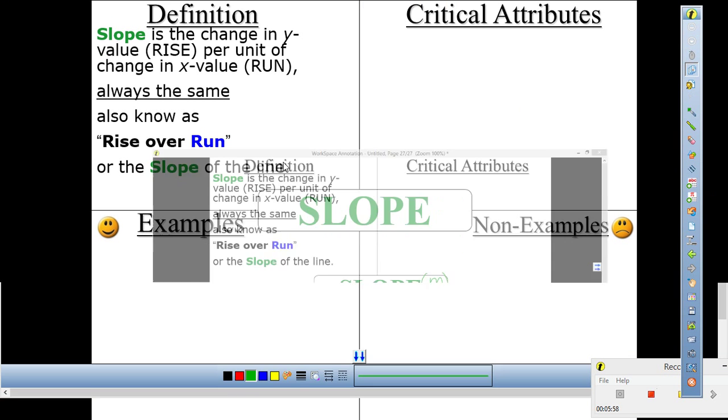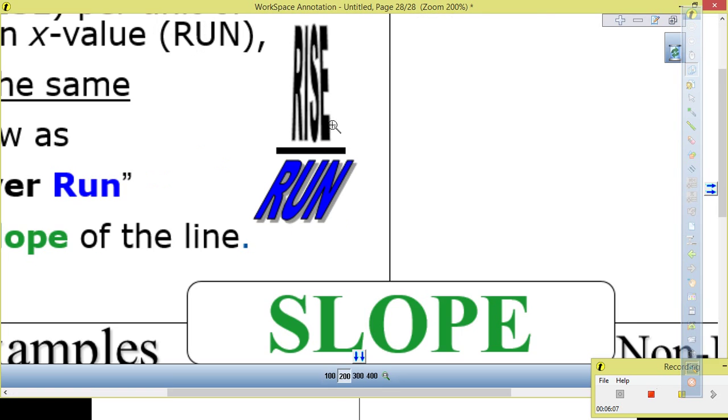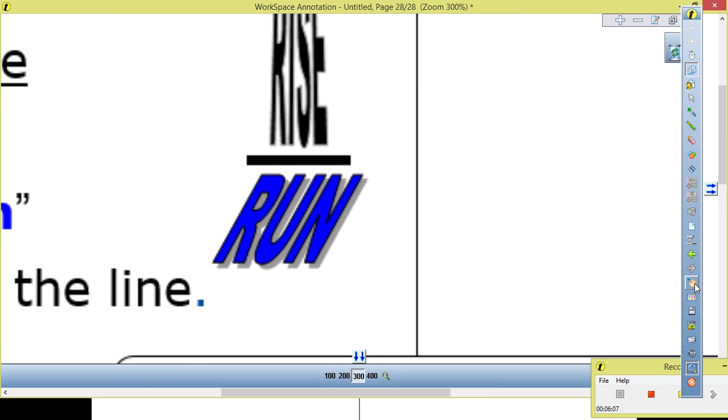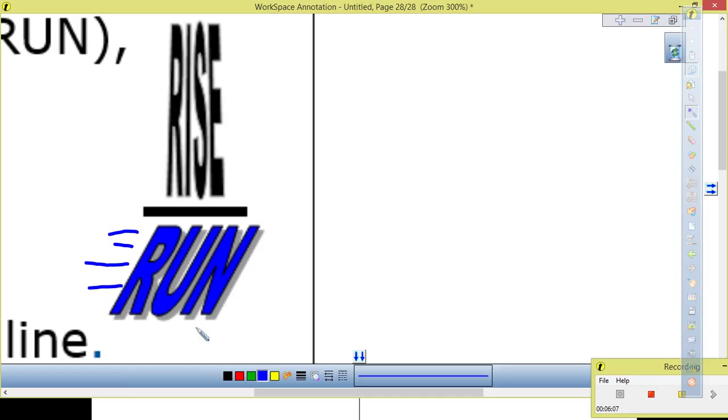Now check this out. Rise over run, it's a fraction. There it is. Rise over run. All right, okay, let me zoom in. There it is. Rise over run. Notice that I did the rise kind of stretched, and the run going to the right like it's running. You see that? I'm telling you, put all these special effects. You guys don't even pay attention. There it is. It's running.